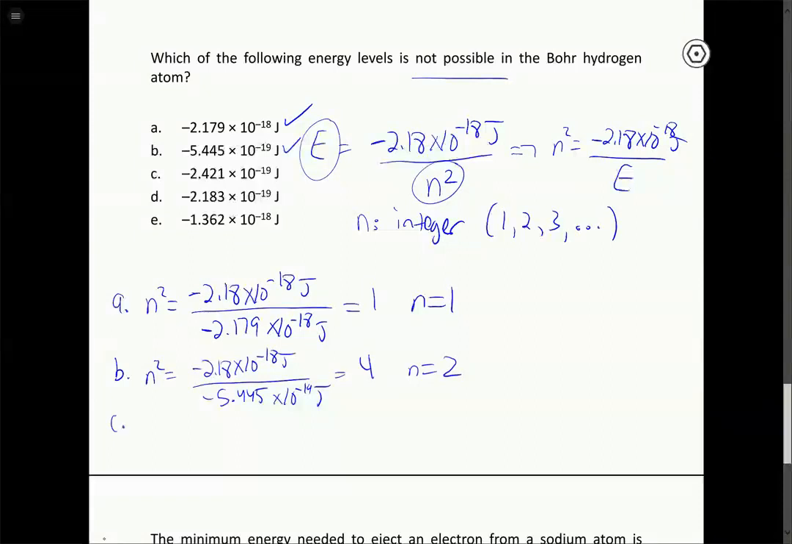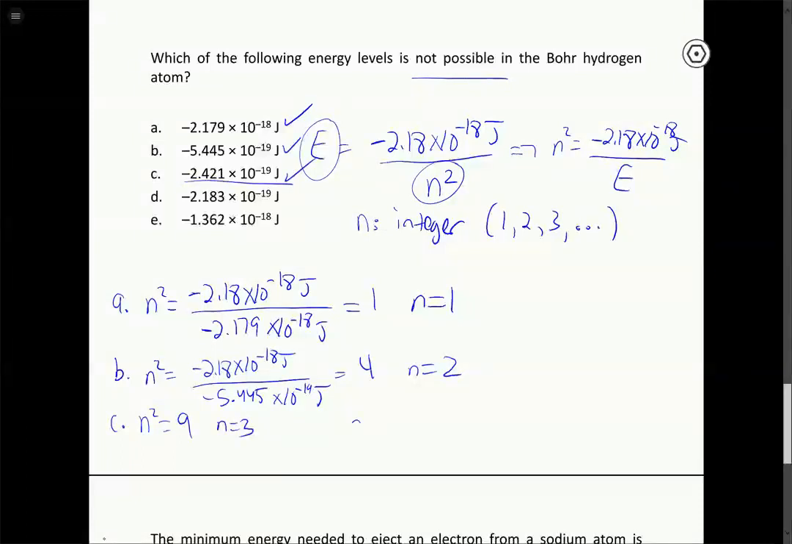For choice C, we have a few more of these to do. I'm not going to go through all the math. We're going to do the same thing. We're going to take minus 2.18 times 10 to the minus 18 and divide it by this number here. And so when we do that for choice C, we get 9, which means n equals 3, also an integer value, also an allowed value.